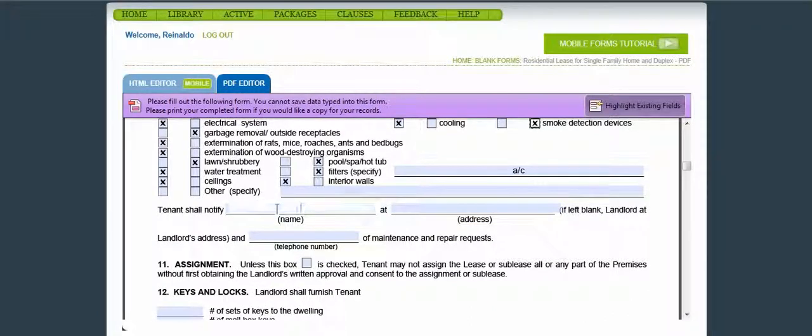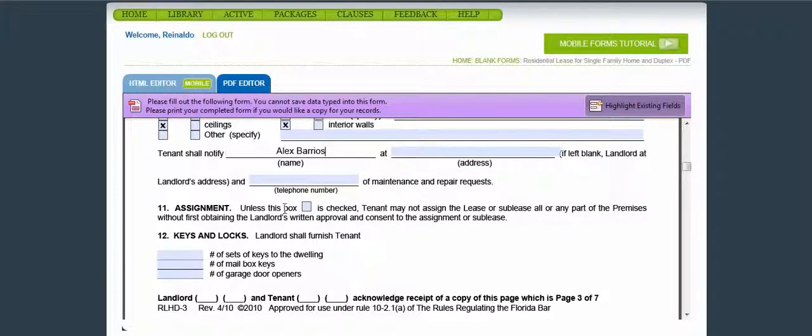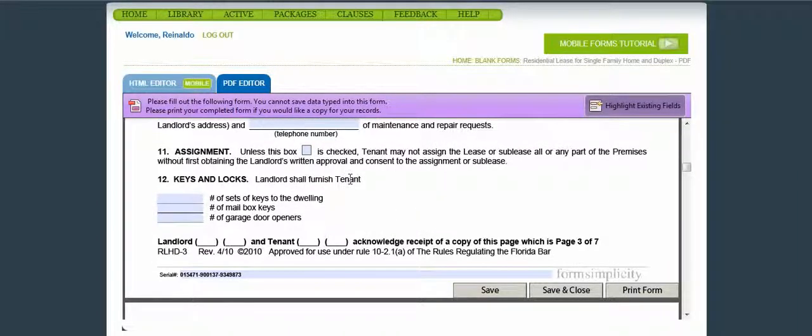Tenant shall notify the owner, let's say it's Alex Barrios again, at this address, if there needs to be any repairs or any request. Unless this box is checked, you may not assign this lease. Remember, the owner's going by the information that you gave them as a tenant, so normally they will not allow you to assign.